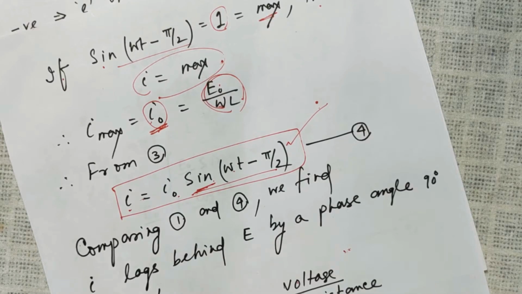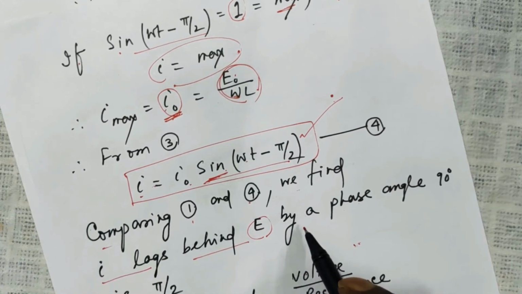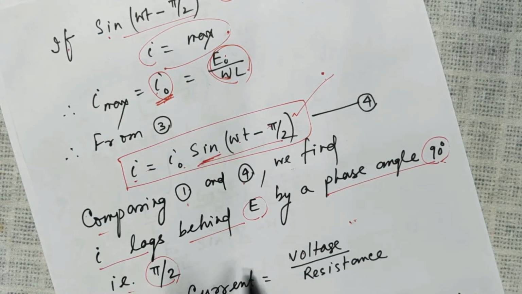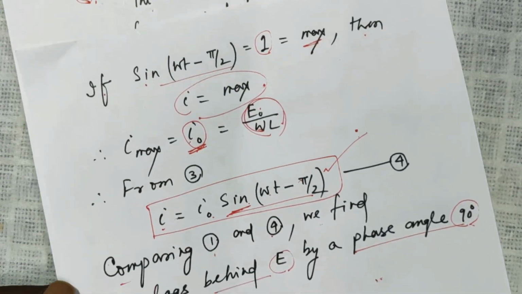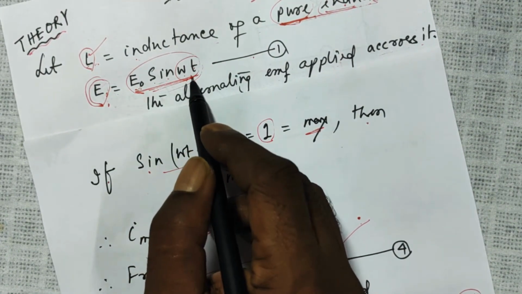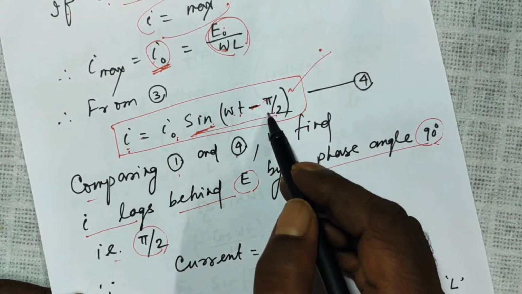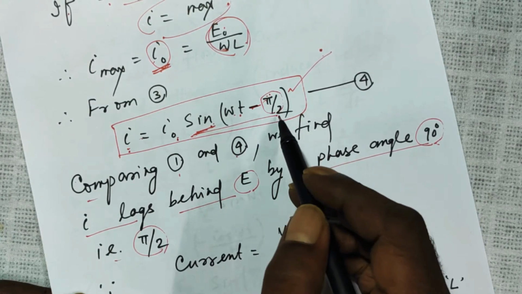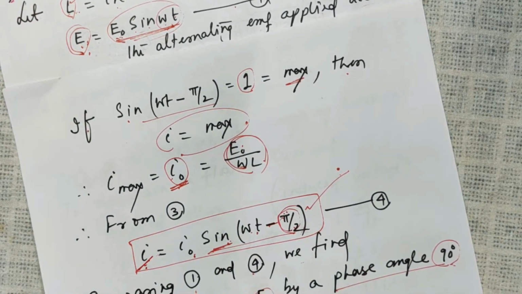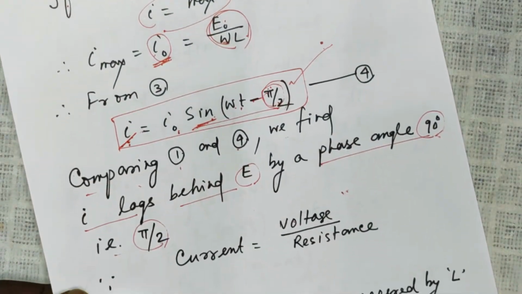But what is the difference? So comparing 1 and 4, we find I lags behind the EMF E by a phase angle of 90 degrees. Pi by 2 is the same thing as 90 degrees. How do I say so? Look here. This is just simply E naught sin omega t. And your I is equal to I naught sin(omega t minus pi by 2), meaning it is lagging behind by pi by 2. Voltage is ahead of the current by pi by 2, or the current is lagging behind the EMF by pi by 2, one and the same thing.